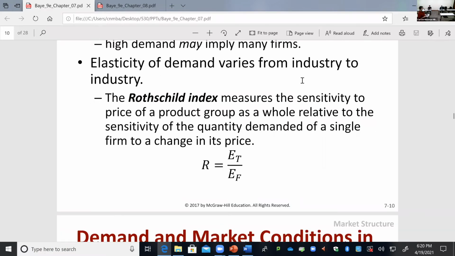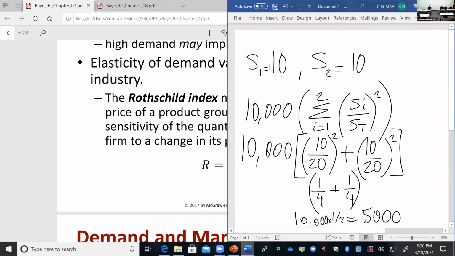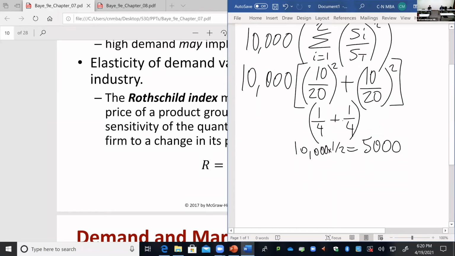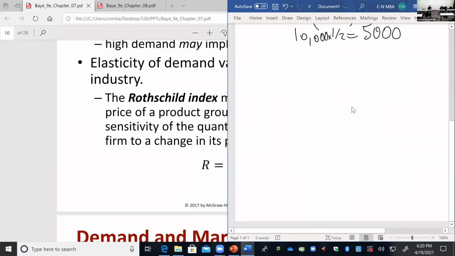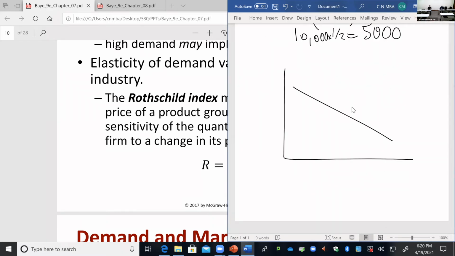Now, elasticity of demand is a very important factor. This basically has to do with the slope of your demand curve. The more elastic your demand curve, let me actually show that. This is very important. So let me draw two demand curves. Firm one, let's say, has this demand. And then the second firm, which firm has a more elastic demand?